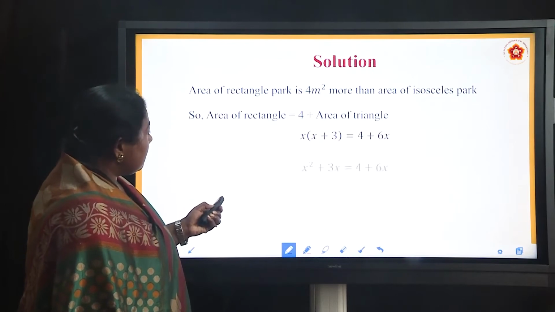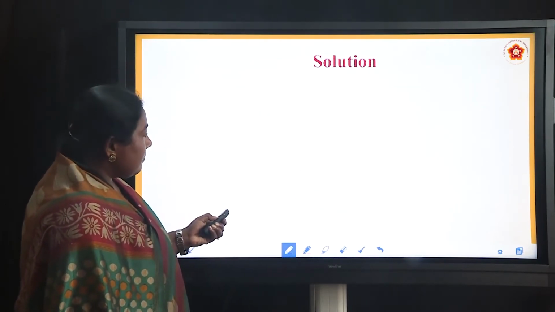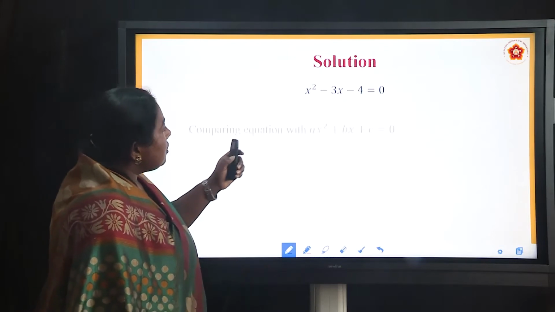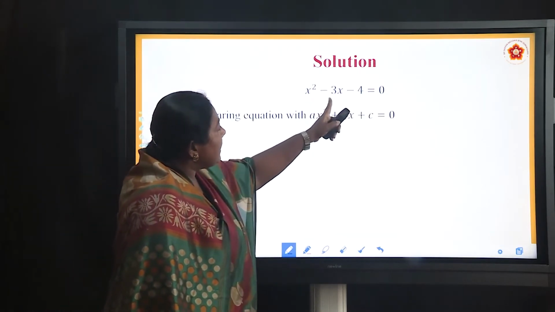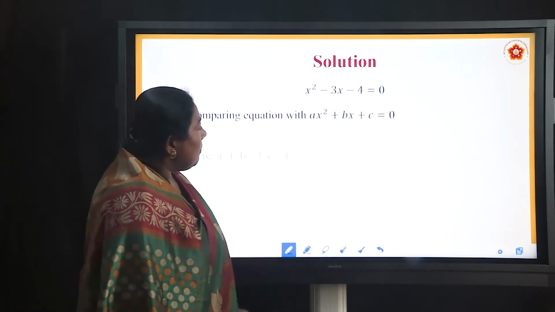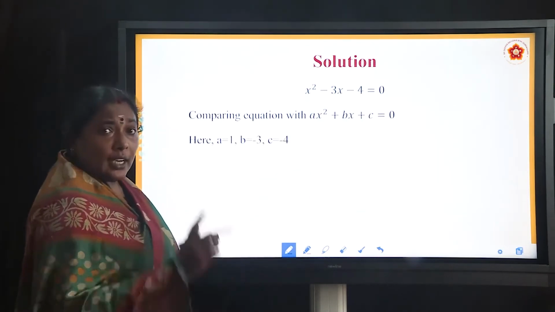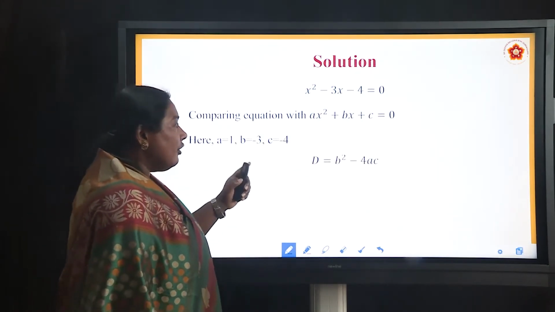So that is what we got, right? Let us move on with the next calculation. Here a is equal to 1, b is equal to minus 3, c is equal to minus 4. First we have to write that part. Next apply in the formula.